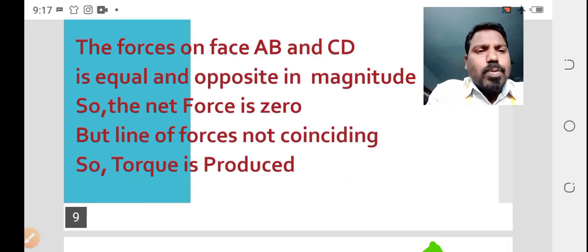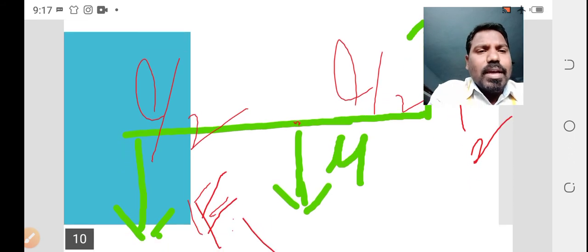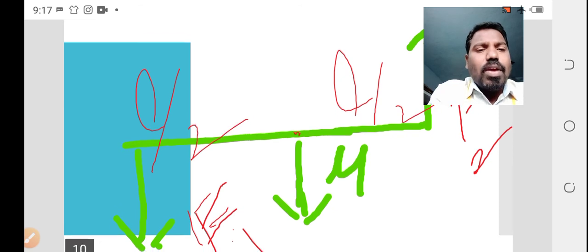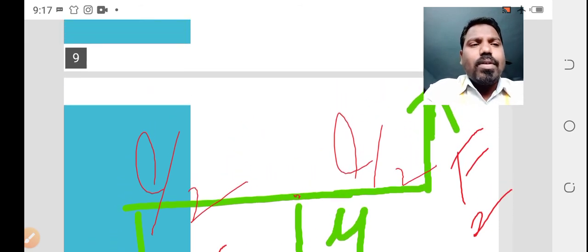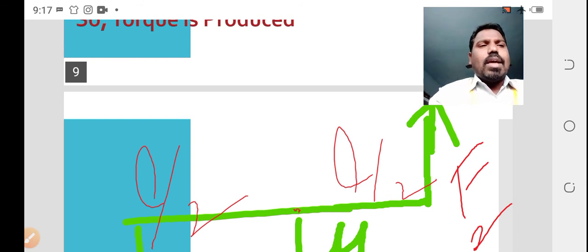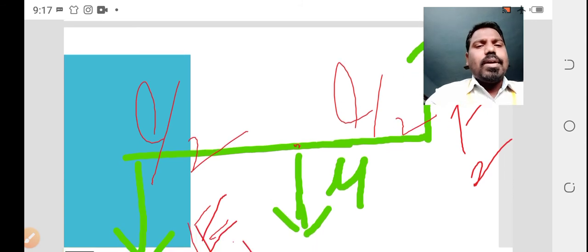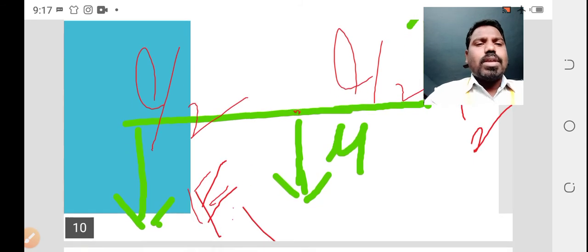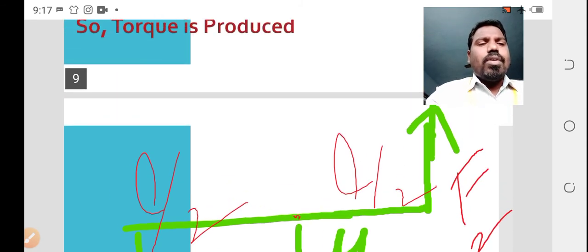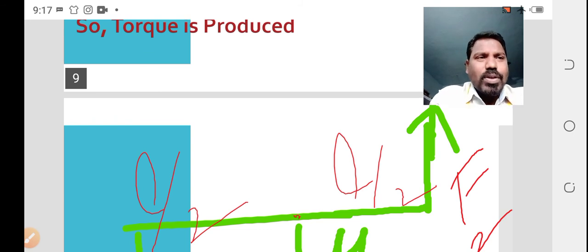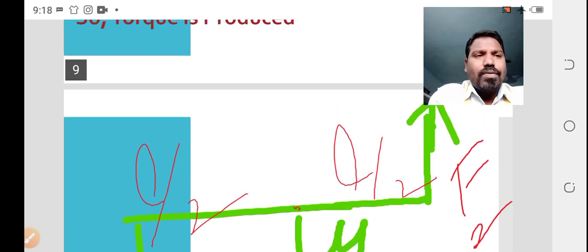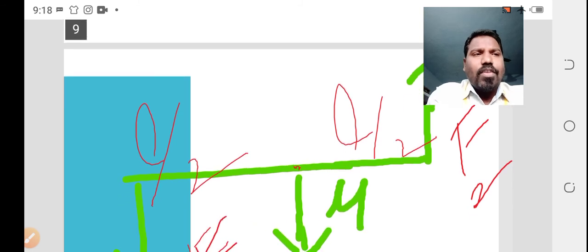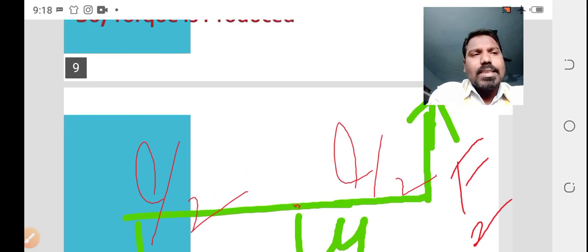From this particular segment we consider this part, that is indicating here. This one indicating F1 direction, which is equal to F1 force, which is nothing but face AB. The other one is F2, which is indicating face CD. So we took here face AB and face CD. On face AB the force F1 is exerted. On face CD the force F2 is exerted. So F1 and F2 forces are applied on faces AB and CD.